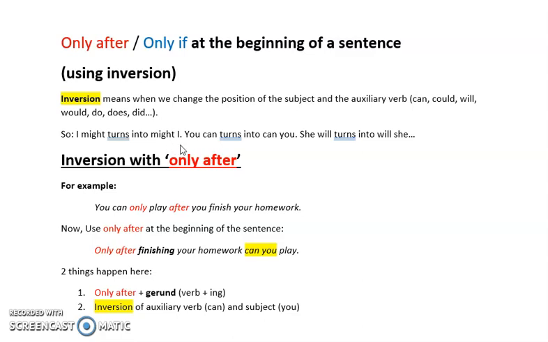Let's look at another example. You can, after inversion, turns into can you. So first my auxiliary and then my subject. Let's look at one more example. We're just looking at examples of inversion. So she is my subject, will is my auxiliary. She will, when we invert it, turns into will she. So now we know what inversion means and we know what it looks like.